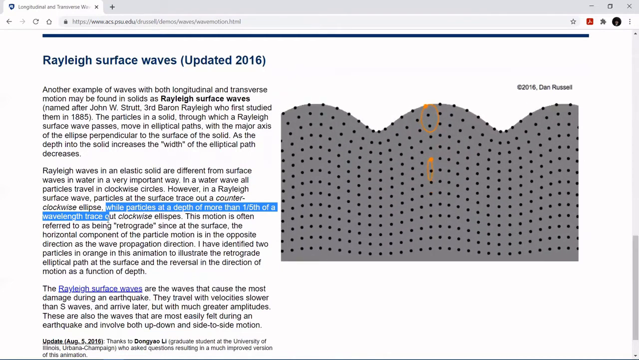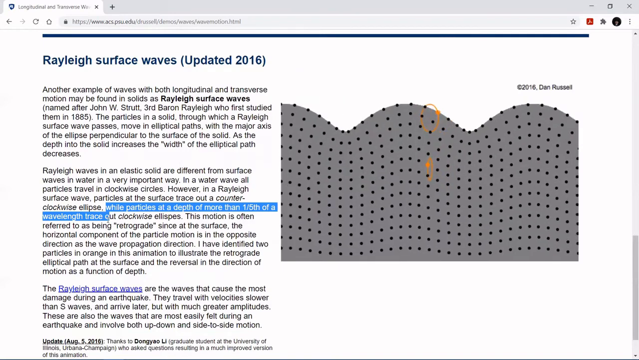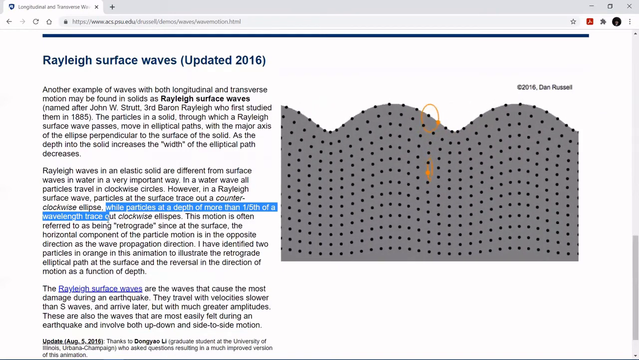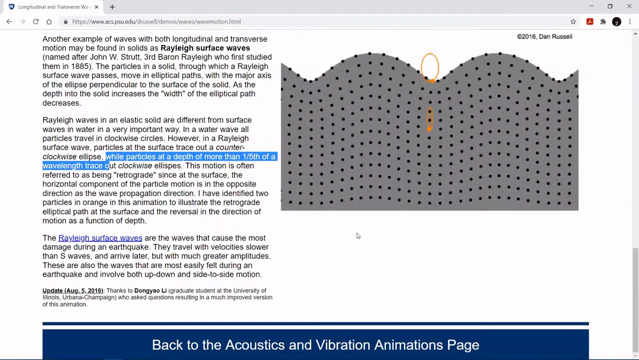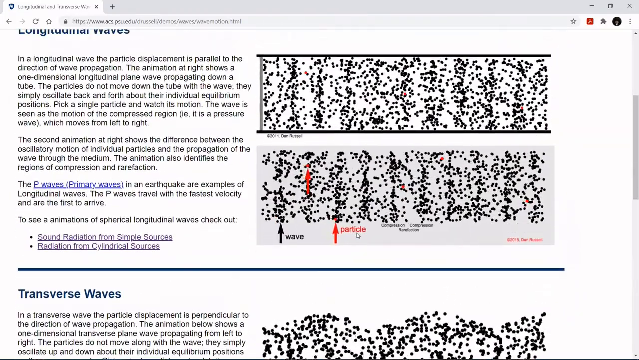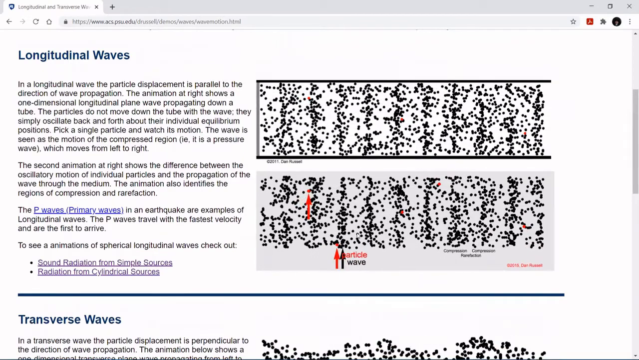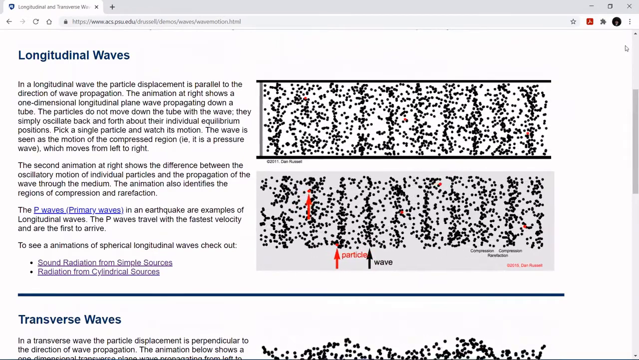You probably have to take a class in acoustics or maybe even fluid dynamics to see the explanation for why that's the case. So we're not going to do that in this class, but we will use math to show a number of interesting results about longitudinal and transverse waves.